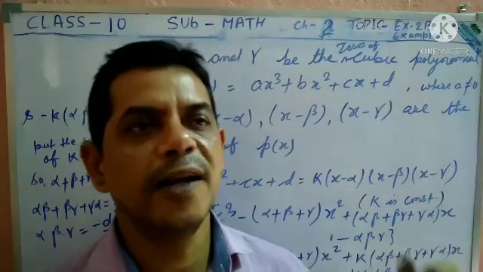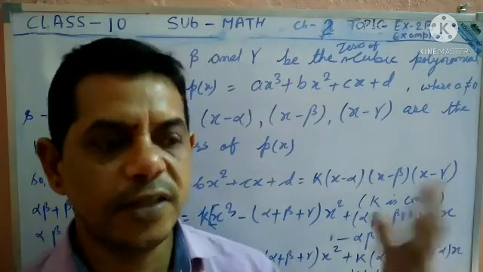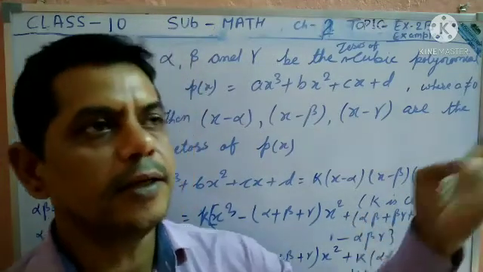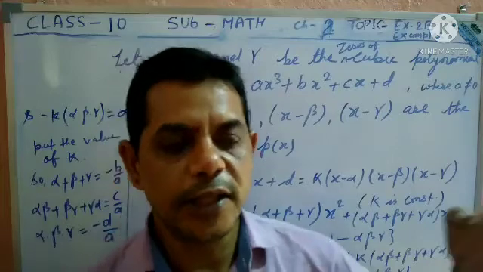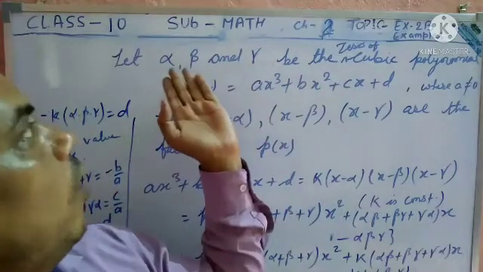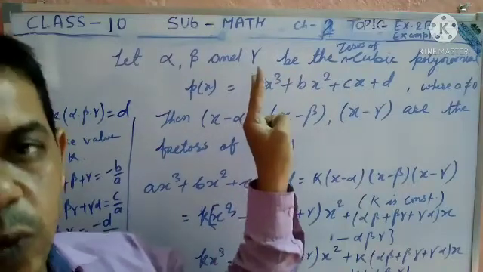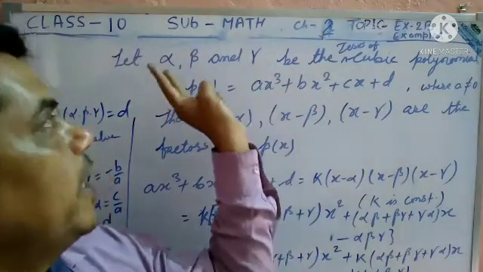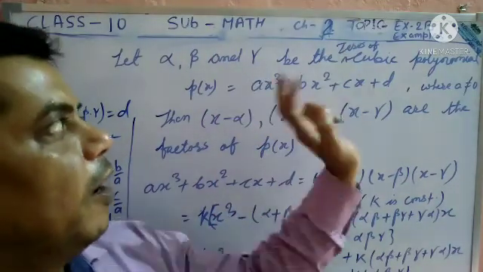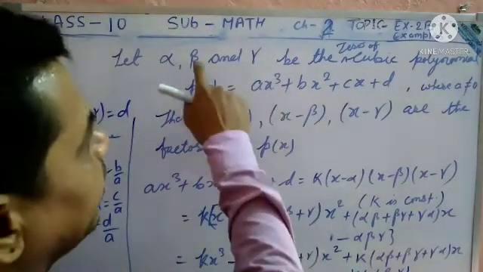If it were power 4, then alpha, beta, gamma and another one, say eta or zeta, would be the four zeros. But we are studying a cubic polynomial, so there are 3 zeros, let's suppose alpha, beta and gamma. In previous classes also alpha and beta, because it was quadratic, order 2. But here the power is cube, so we take alpha, beta and gamma as the zeros of the polynomial.